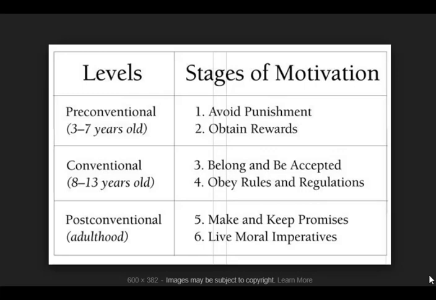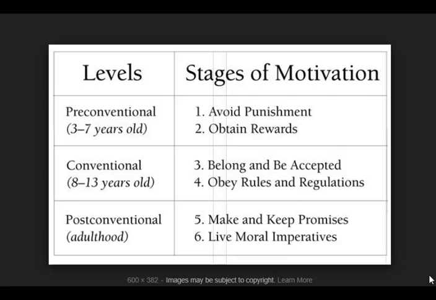At 8 to 13, or the conventional stage, a child, or growing adult in this case, can understand the idea of obeying rules and regulations, belonging and being accepted, or obviously not doing those things, based on what society expects. Okay, these are the societal rules.